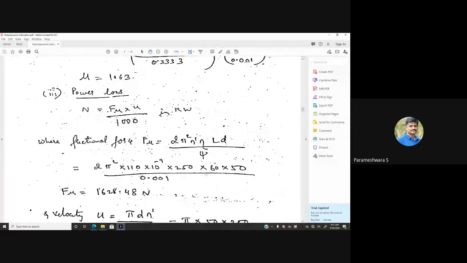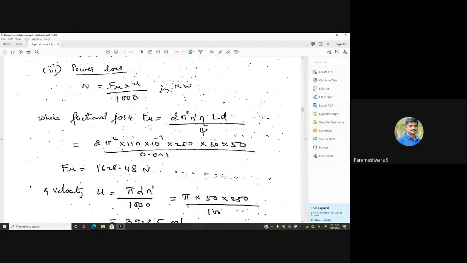Power loss N is equal to F mu into U over 1000, that is in kilowatt. It's very simple. Look at this. F is force in Newton. Velocity is in meters per second. Newton meters per second. Newton meter is joules. Joules per second is watt. So when you divide this value by 1000, the power loss is converted to kilowatt. Clear? In order to find the power loss, you must know the friction force value.